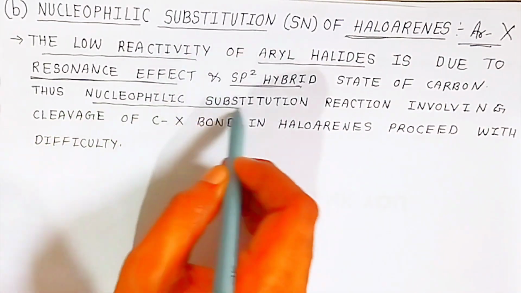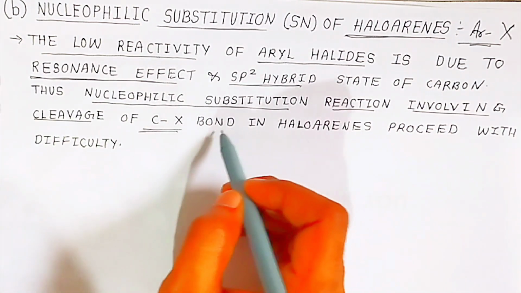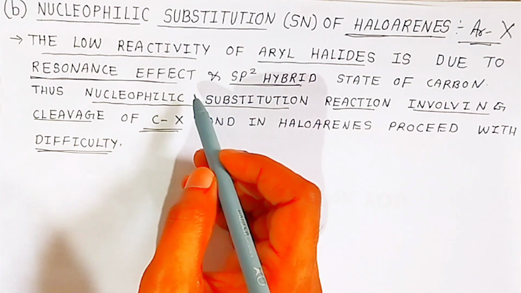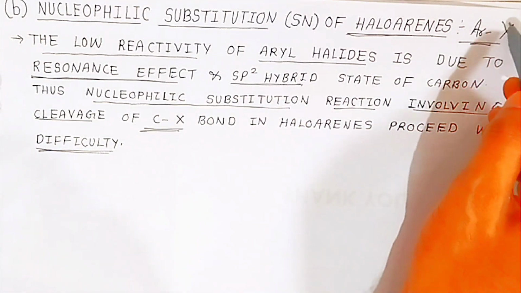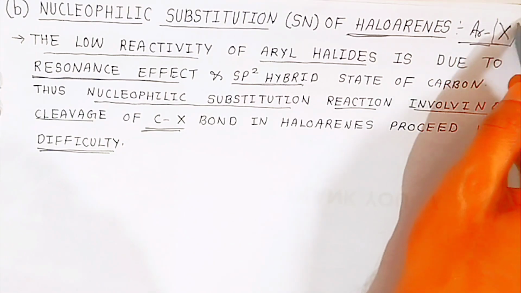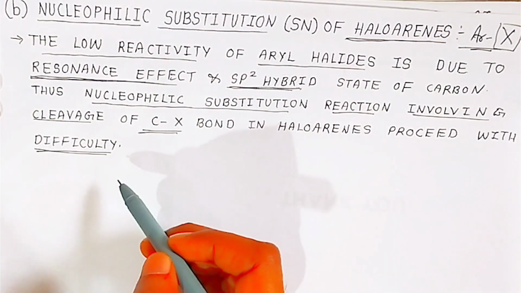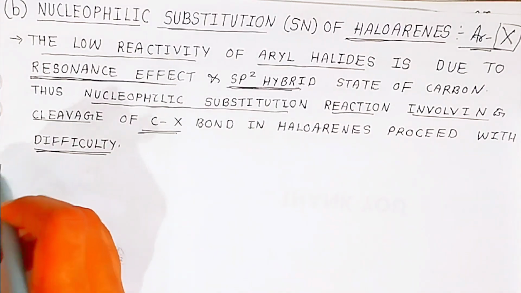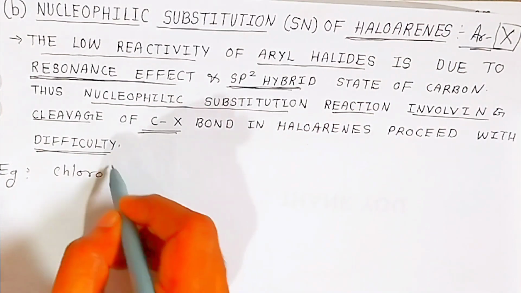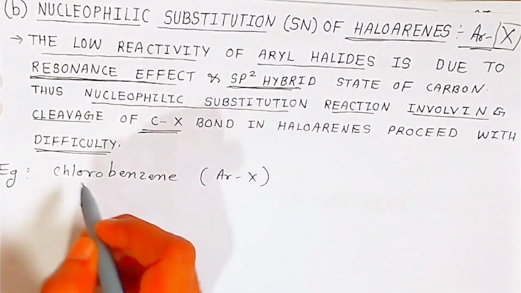Thus nucleophilic substitution reaction involving the cleavage of the carbon-halogen bond proceeds with difficulty. Why, students? The halogen of the aryl halide is going to be substituted very slowly because of the resonance effect and the sp2 hybridized state of the carbon. And what is the resonance, students? Say for example, if you are talking about the aryl halide, that is chlorobenzene, students. This is the aryl halide, students.